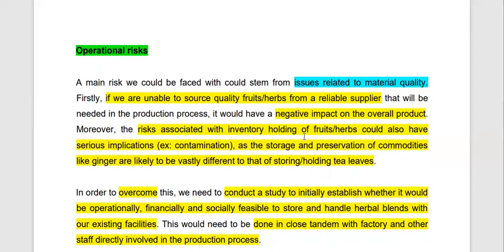as well, and we need to come up with better inventory management policies which are applicable to the new type of fruit or the herbs which we are going to use. So the risk associated with inventory holding of fruits or herbs could also have serious implications such as contamination, as the storage and preservation of commodities like ginger are likely to be vastly different to that of storing or holding tea leaves. Yes, so we are going to deal with totally different types of ingredients. So in such a context, there could be issues pertaining to inventory management.